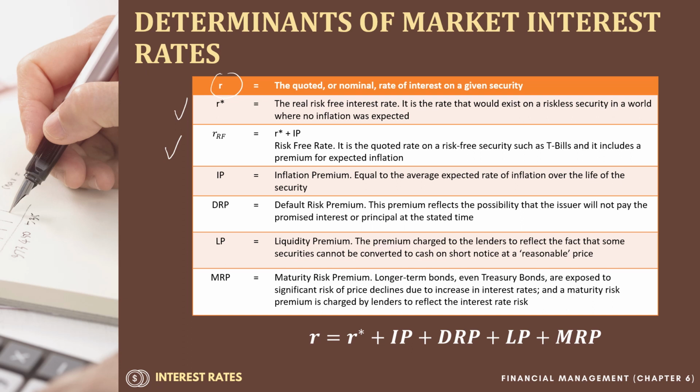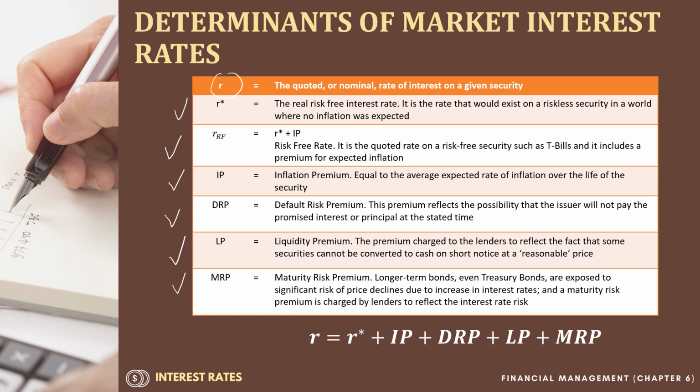Okay. Next is the inflation premium. This is equal to the average expected rate of inflation over the life of the security. Next is the default risk premium, which is a premium that reflects the possibility that the issuer cannot pay or will not pay the promised interest or principal at the stated time. So that is why it is called default. Next is the liquidity premium, wherein the premium is being charged to the lenders to reflect the fact that some securities cannot be converted to cash on a short notice at a reasonable price.